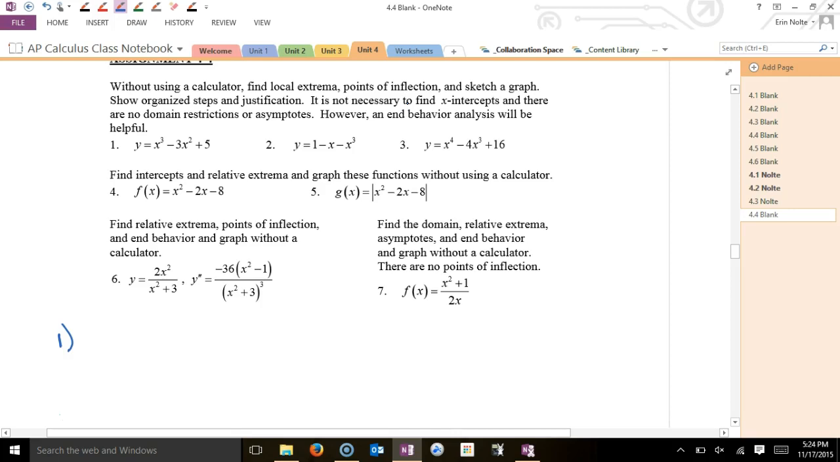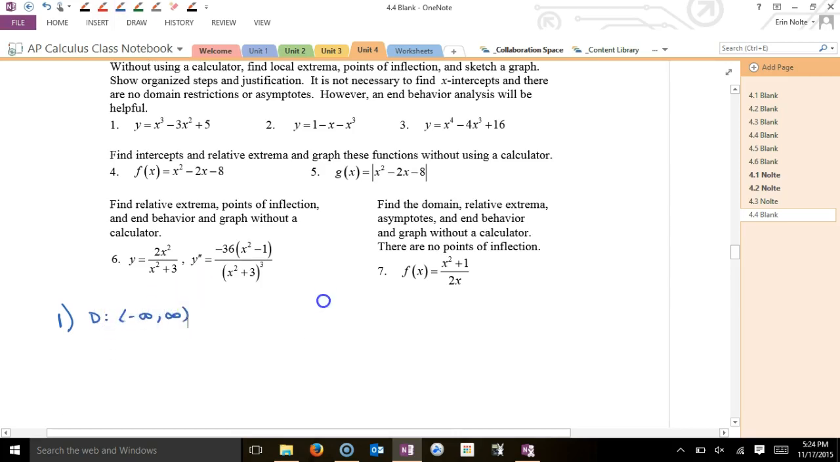Okay. So for question number 1, first of all, do I have any domain restrictions? Okay, I would say no. So the domain can be from negative infinity to positive infinity. I know that this looks like a John Travolta. So right end goes to positive infinity, left end goes to negative infinity.